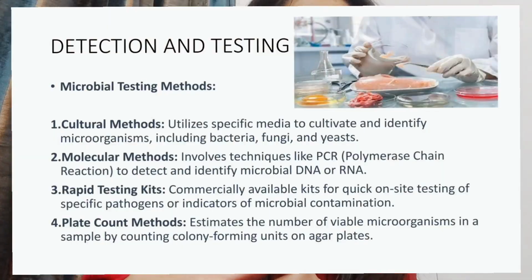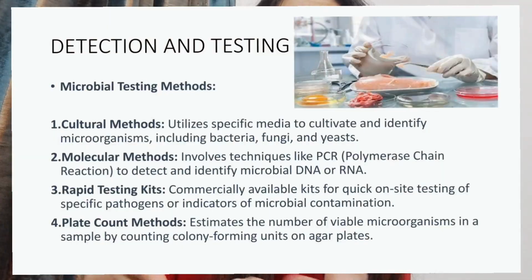So we have just completed all the specific categories of spoilage in microorganisms, the food and food products. So now it's time to discuss detection and testing. So detection and testing is very important. Microbiological testing methods are there, like cultural methods. So in cultural methods, what we do is we utilize specific media to cultivate and identify microorganisms, which includes bacteria, yeast, fungi. And then we have molecular methods.